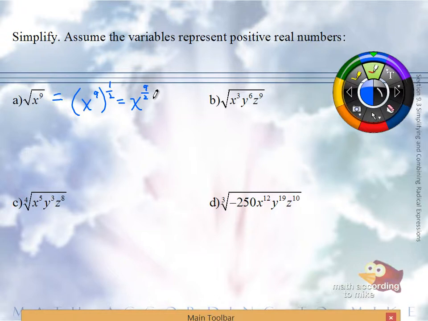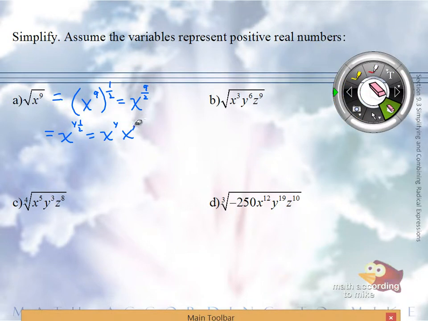Nine halves is bigger than 1. So let's write this as a mixed fraction. So whole part, fractional part. 9 halves is the same thing as what mixed fraction? 4 1/2. 4 1/2 implies 4 plus 1/2. So that means this is the same thing as x to the 4th, x to the 1/2.